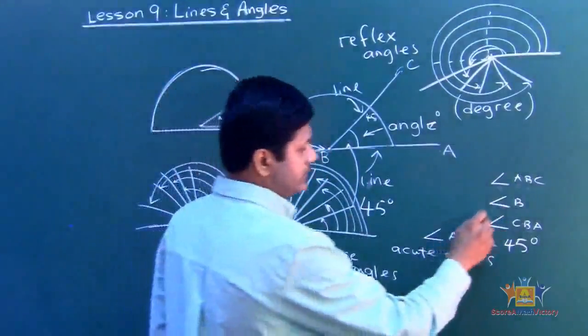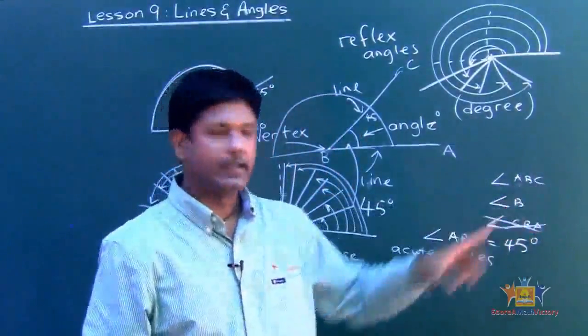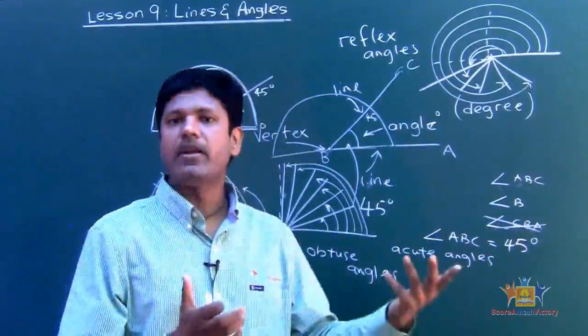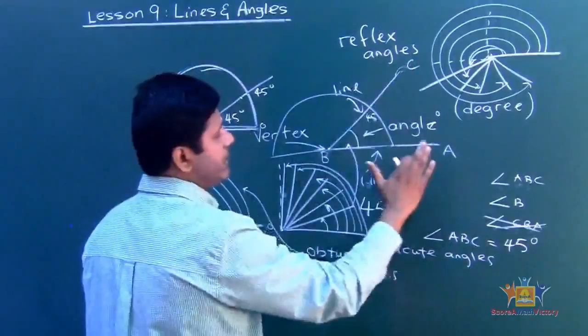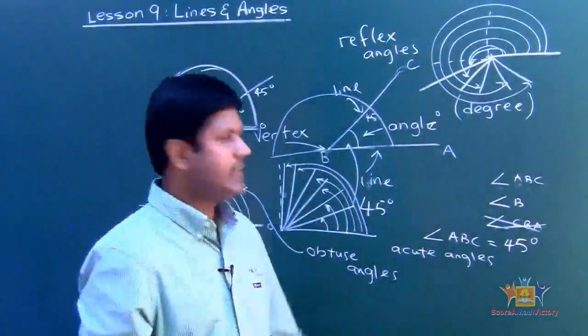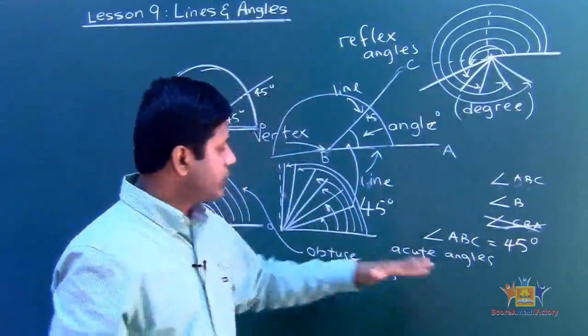We always want to follow ABC. But you may run across CBA, so just keep in mind that's the angle you're describing. ABC and CBA are the same thing. And then we talked about acute angle.